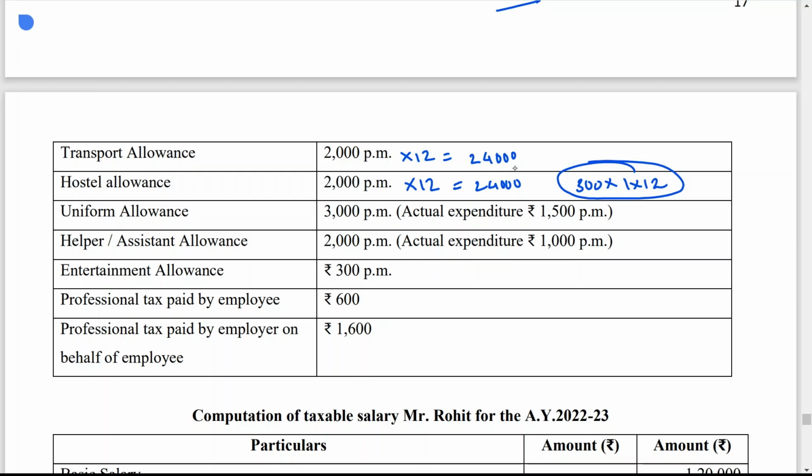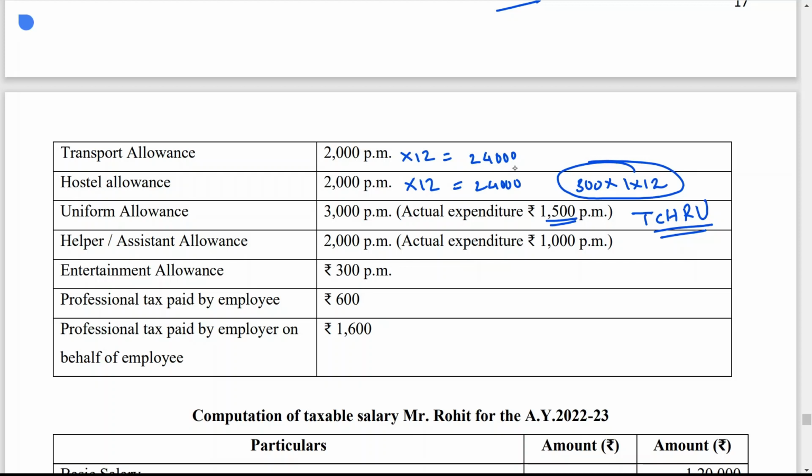Uniform allowance, this is the group of TCHRU. TCHRU means the expenses, whatever expenses incurred, that will decide its exemption. So 3,000 per month received and spent 1,500 per month. So 1,500 per month will become exemption and remaining amount will be taxable. We will see it in example. Traveling allowance, conveyance allowance, helper allowance, research allowance and uniform allowance. In all these cases, same rule is applicable.